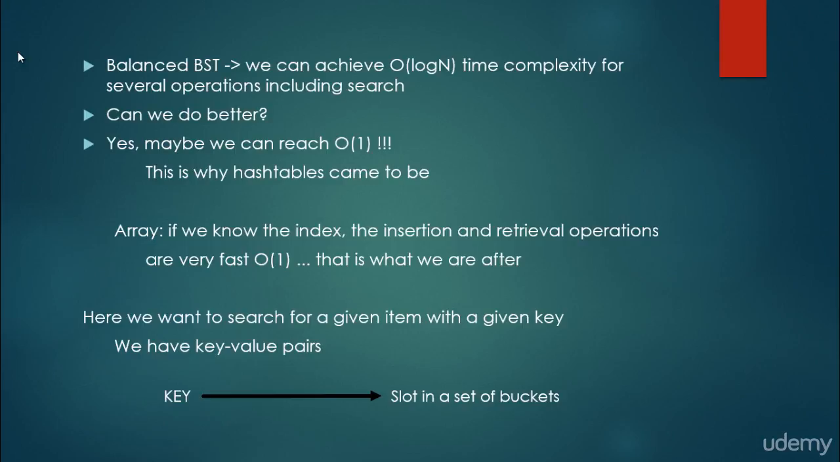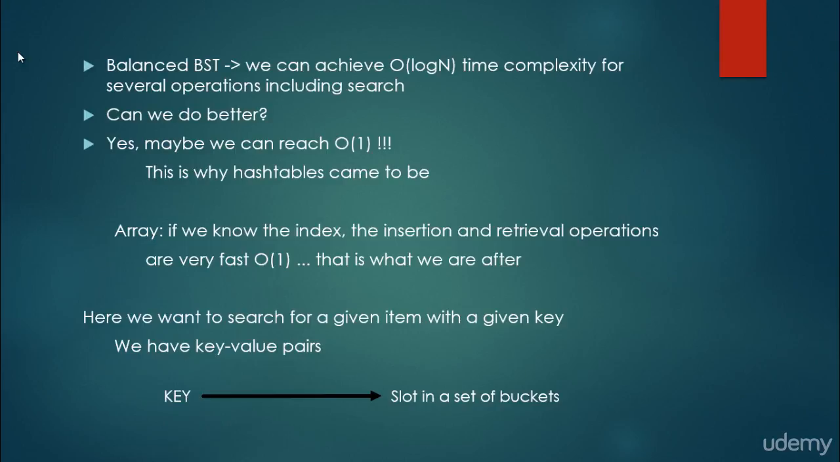So we know that, for example, with arrays, if we know the indices, the insertion and retrieval operations are very fast. We can do it in constant time complexity, and this is exactly what we are after. So if we can construct a relationship between the keys and the slots of the arrays, we can make sure that all of the operations with our hash tables are very fast. So here we want to search for a given item with a given key. We have key value pairs, we have keys, and we have slots in a set of buckets, and we want to find a relationship between the two of them.